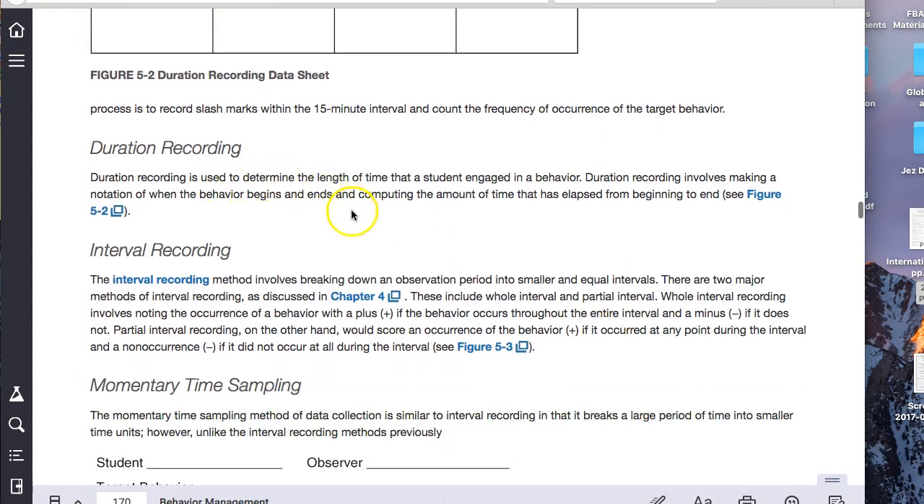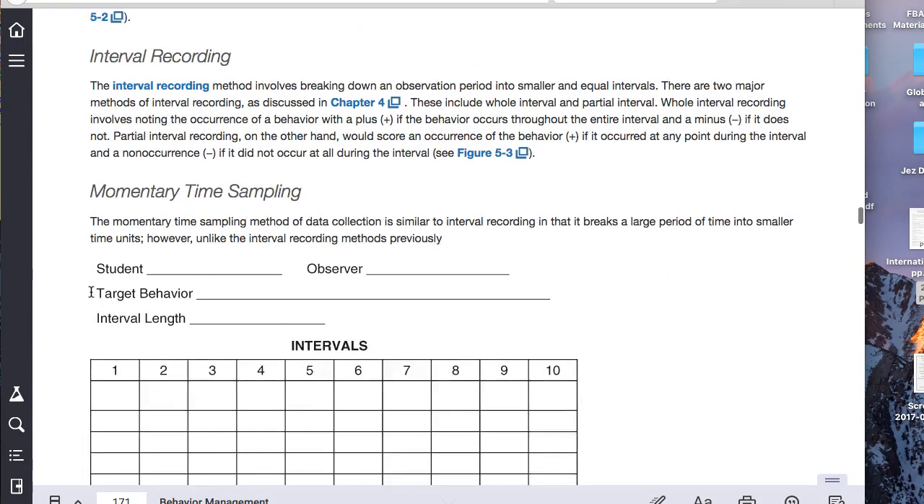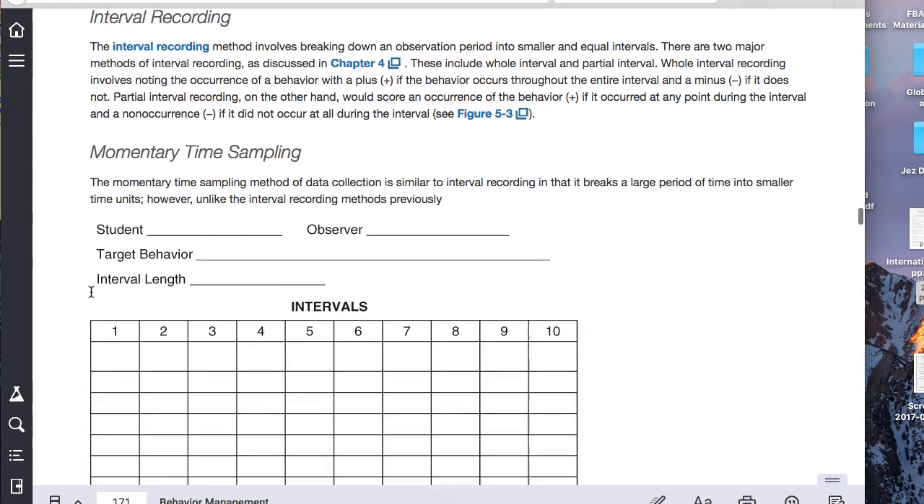There's also duration recording, and that's to see how long the student is engaging in the behavior. So if they're throwing temper tantrums or having a rough time in class, then you can use that. We have the interval recording, which is where we break up the observation into smaller pieces of equal intervals. We talked about that in class last night.